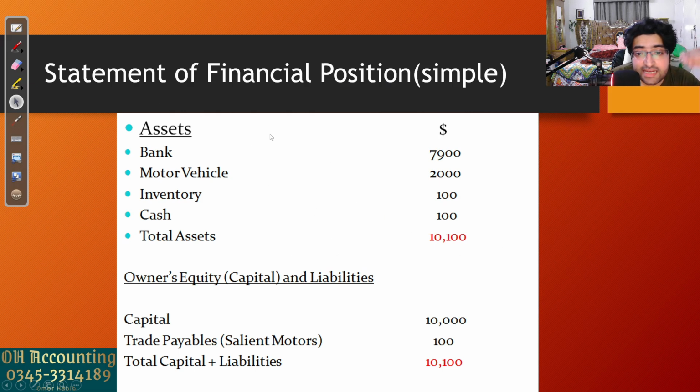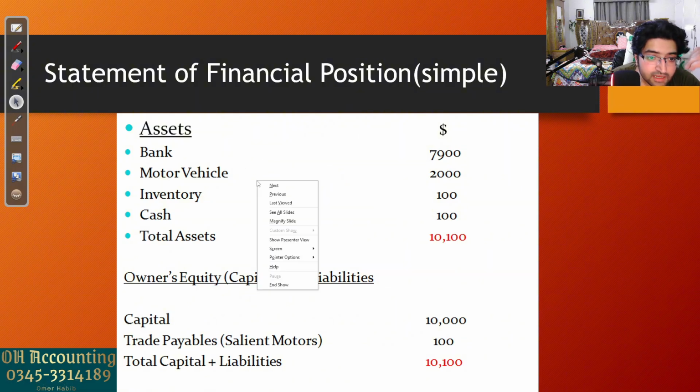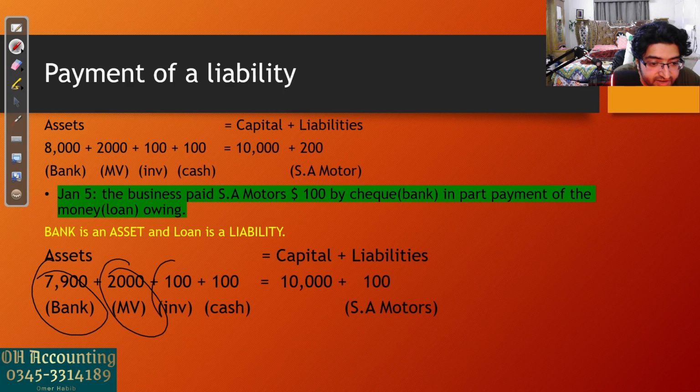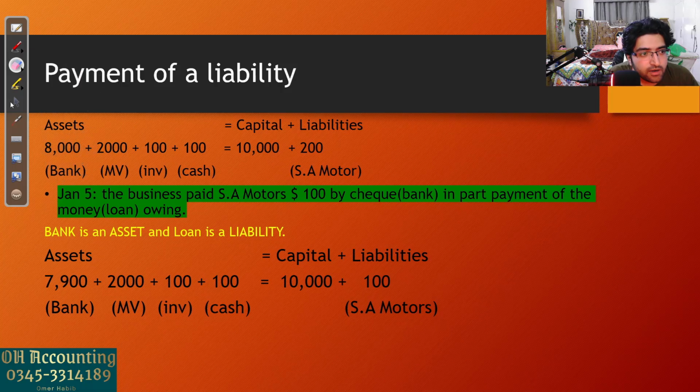So let's list our assets down by looking at the final accounting equation. Let's move back and see this. Assets, we have 4 assets in our business right now. We have bank 7,900, we have motor vehicle 200, we have inventory 100, and we have cash 100. So I will move these 4 in the form of a list to my statement of financial position.